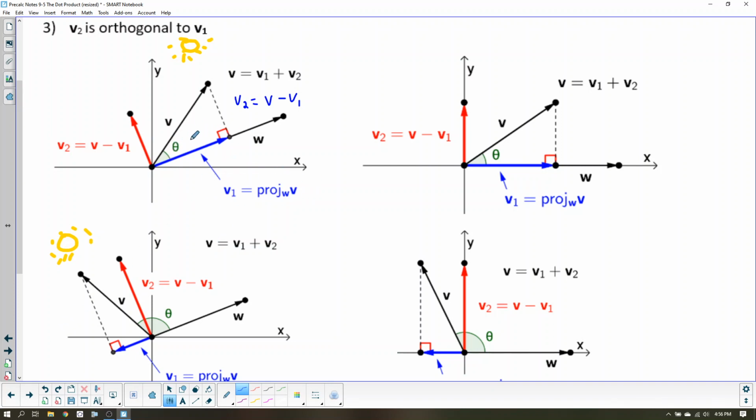Okay, so we need to come up with a formula for this projection vector. That's really the goal. And to do that, we're going to use the angle between them, which is going to be the same as the angle between v and w.